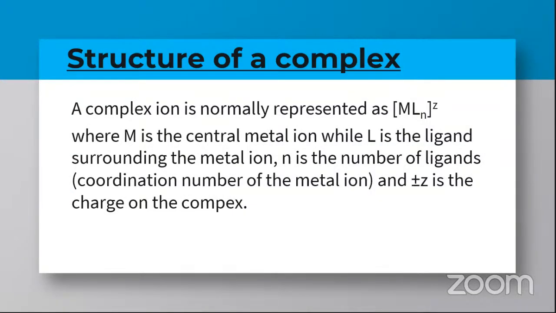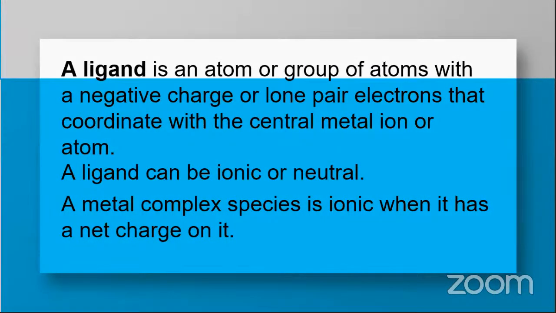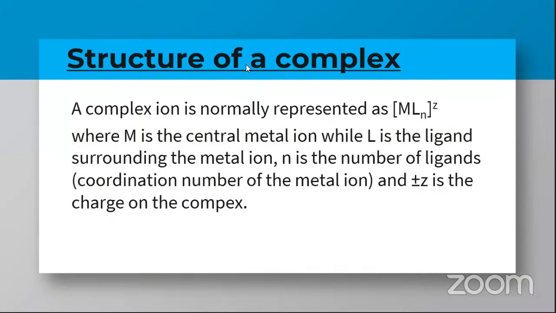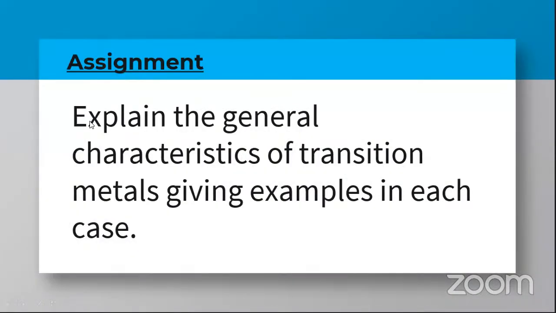We look at the structure of transition elements, but time can't allow. It's 3 p.m. and that is when we're supposed to end our lesson. So this is what we shall do. I'm going to send this in your Google Classroom. You are going to copy the notes on structure of a complex. You also copy the key terms, the ligand, how to define a ligand. Then we have this assignment, a short one: explain the general characteristics of transition metals, giving examples in each case.